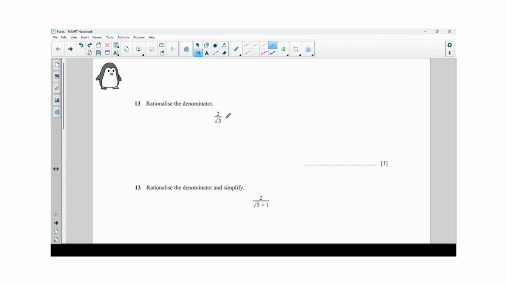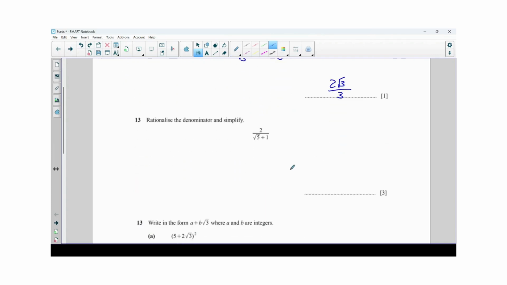That means we want the bottom, the denominator, to be a rational number. To achieve that, we're going to multiply top and bottom by root 3. On the top, 2 times root 3, we're just going to write as 2 root 3. On the bottom, square root of 3 times the square root of 3 is root 9, or we can just write that as 3. So there we go, we have made the bottom rational, so that's the first one done.